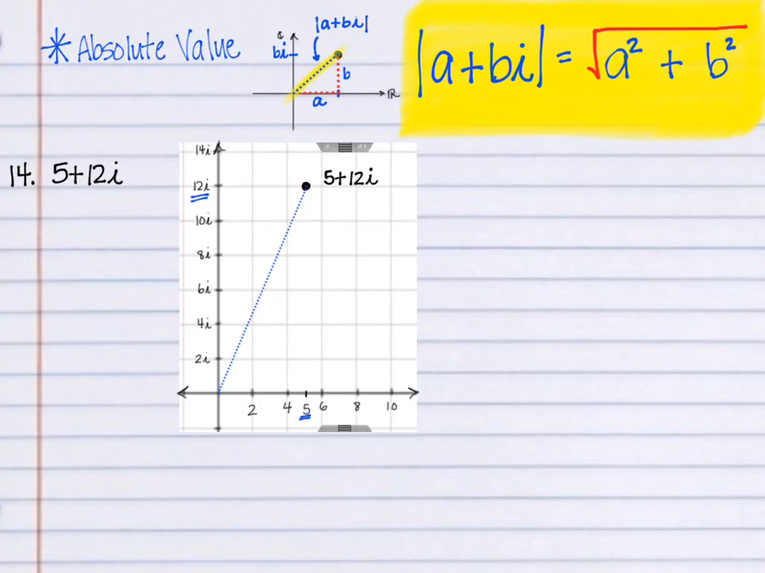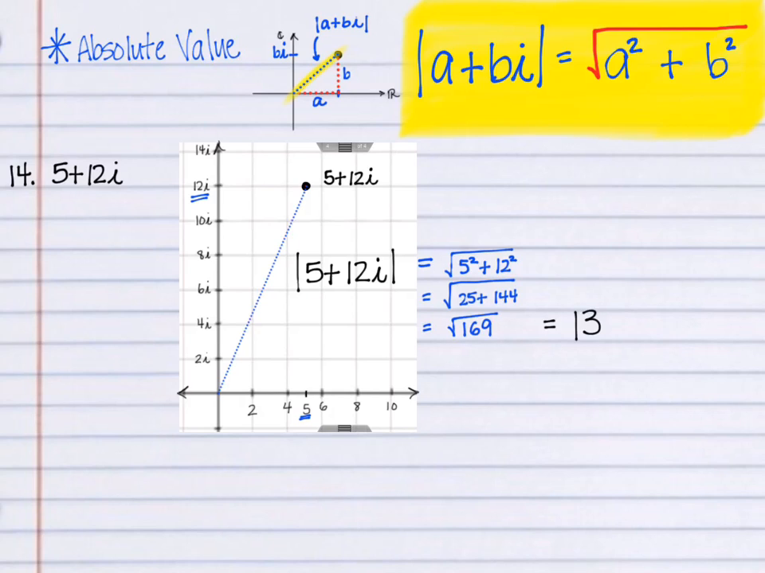The absolute value would be to find that distance, and that distance would be the square root of 5 squared plus 12 squared, which is 25 plus 144. Take the square root of 169, which is 13. And so the answer for the absolute value of 5 plus 12i is 13.